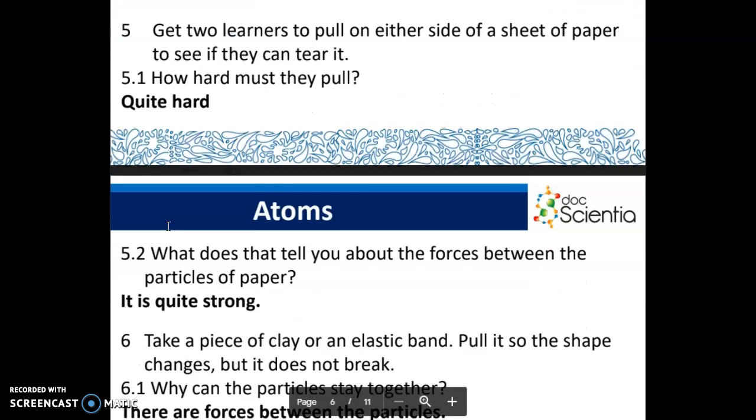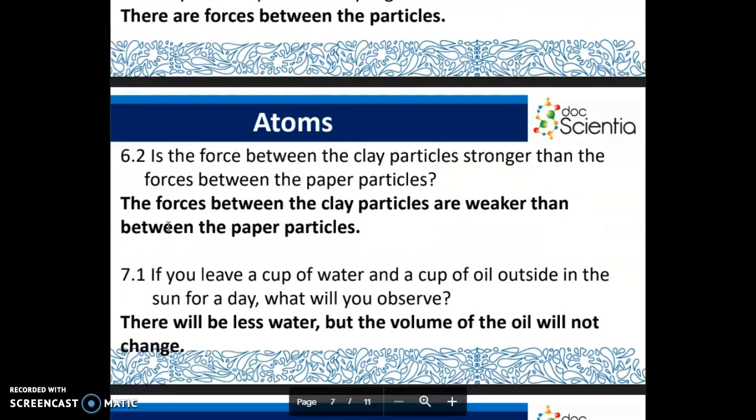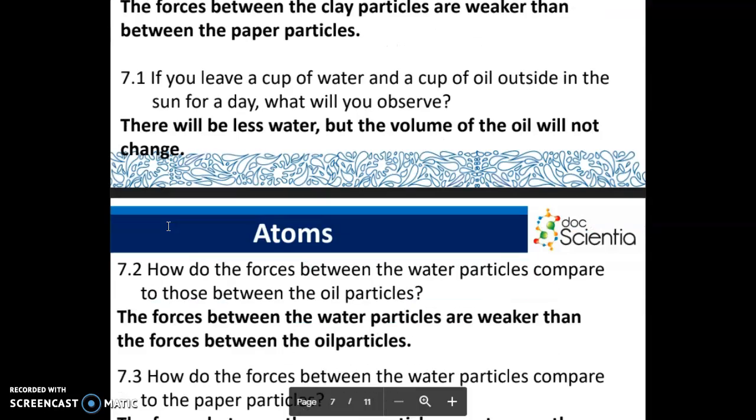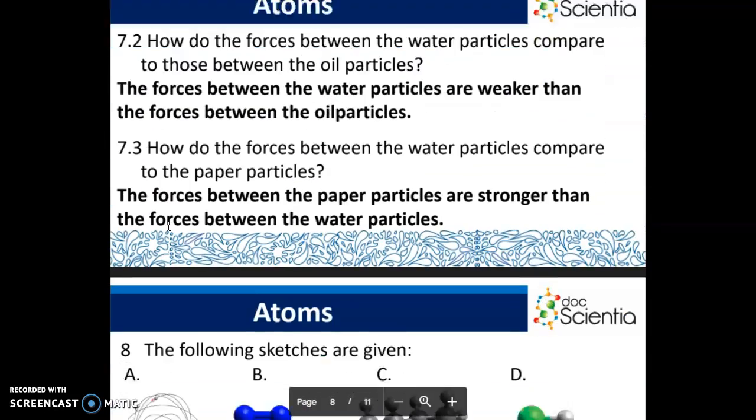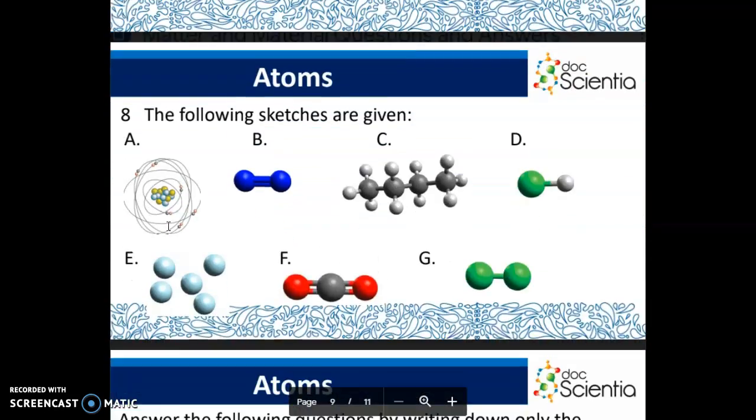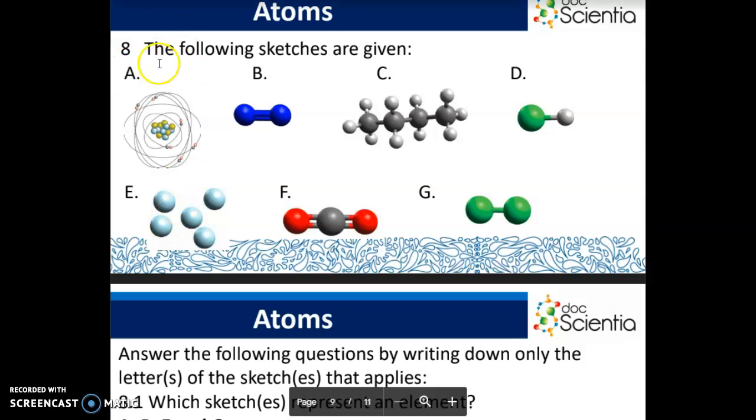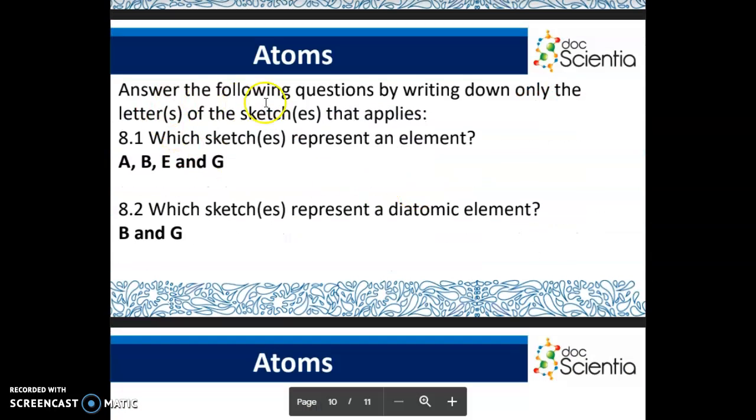Number 5. This is not really, I don't think this is necessary. But if you want, you can read this on your own. I don't think this will be an exam question. Number 8. The following sketches are given: A, B, C, D, E, F, and G. Answer the following questions by writing down the letters of the sketches that apply.